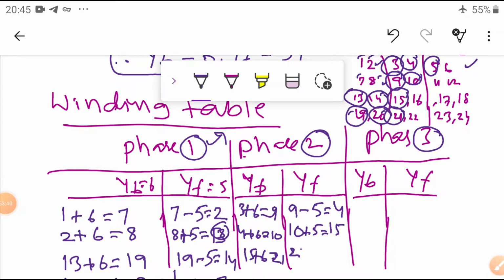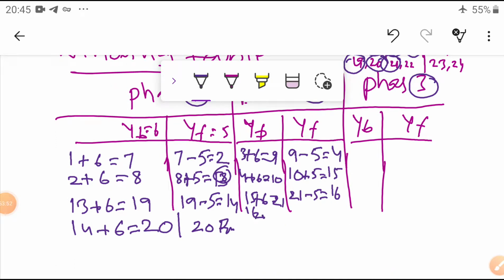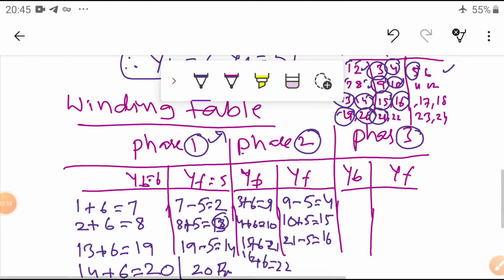Next, 21 minus 5, so I am going to 16. Yes, 16 is also mine. And 16 plus 6, so what is the value? 22. So 22 is also mine. Where is the 22? This is the 22. So this 22 is a finish coil. So 8 slots are over.